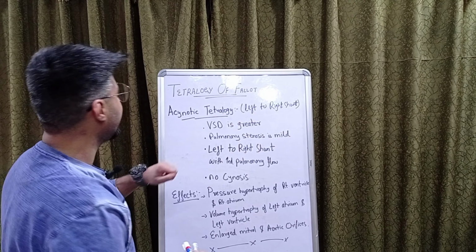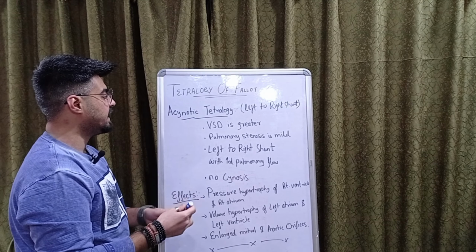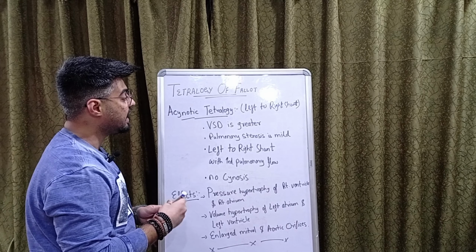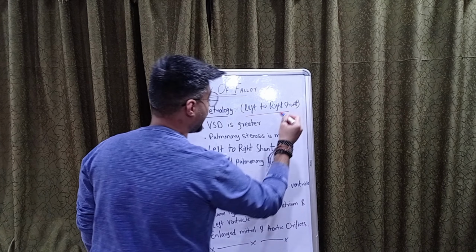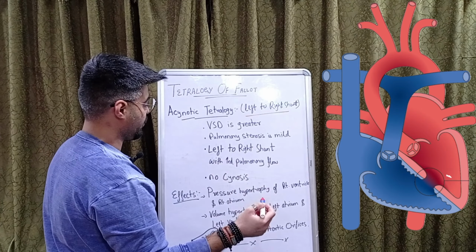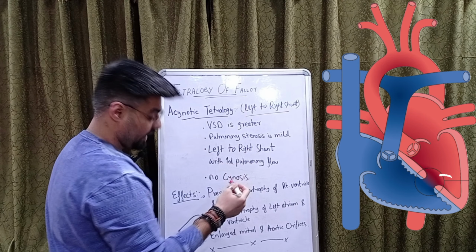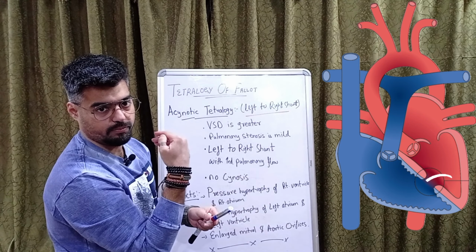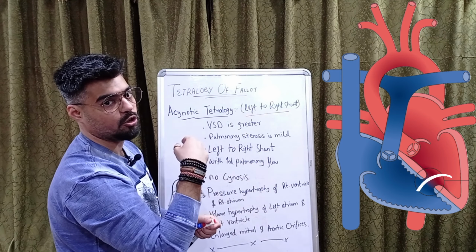So guys, coming to acyanotic tetralogy. First of all, let's see what is acyanotic tetralogy. Acyanotic tetralogy is left to right shunt. And next one is just the opposite of cyanotic tetralogy. Just the complete opposite of cyanotic tetralogy.